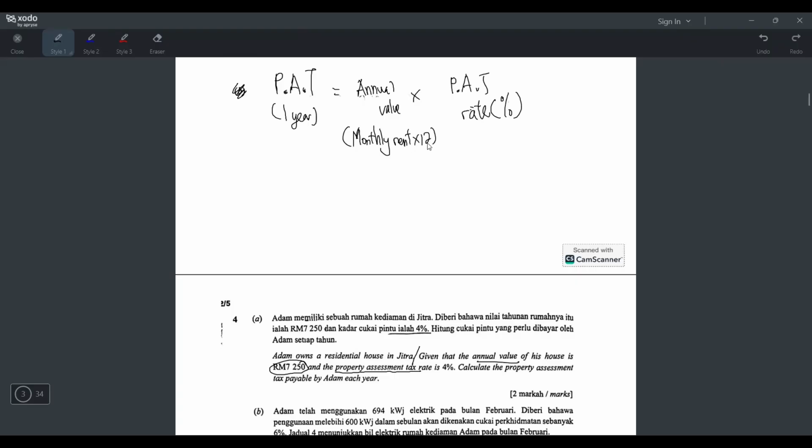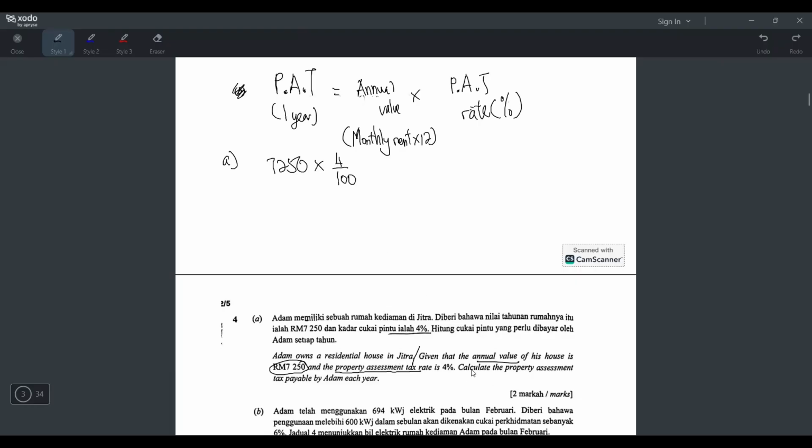Why is it important to know this? Because sometimes the question doesn't give you the annual value, they will give you the monthly rent, right? Then what you do, you just times 12 to get the annual value. Then only you can use this formula, right? Okay, so understand? But for this question, they already give you the annual value, which is 7250. So you don't have to do much. You just take 7250, multiply with the rate, which is 4%, so it will be 4 over 100.